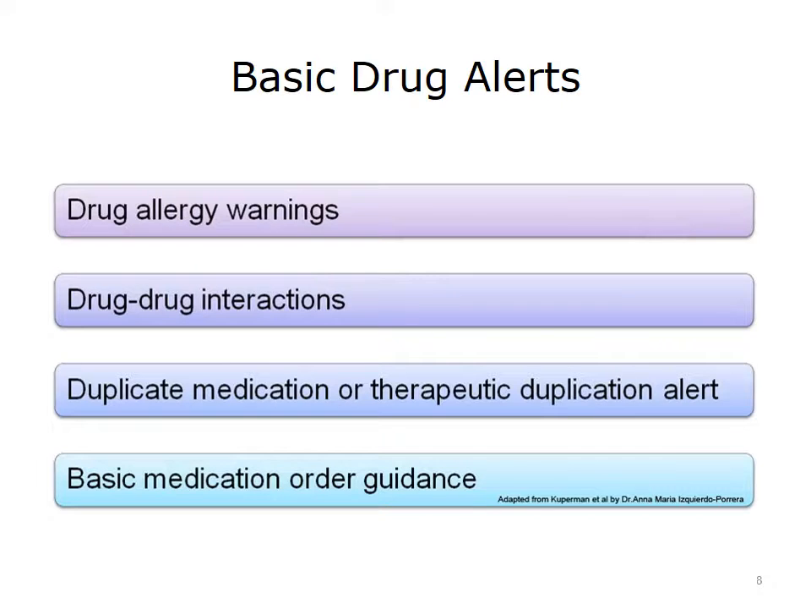Cooperman and colleagues identify 4 types of basic drug alerts. Drug allergy warnings are generated on ordering a drug to which the patient has a documented drug allergy. Drug-to-drug interactions are generated when the mode of action of one drug is known to be affected by simultaneously prescribing a second drug. Duplicate medication or therapeutic duplication alerts are generated when the patient is already receiving the medication just ordered or a different drug in the same therapeutic category. Basic medication order guidance is an alert that provides dosing information, with default dosing being the most appropriate initial dosing.